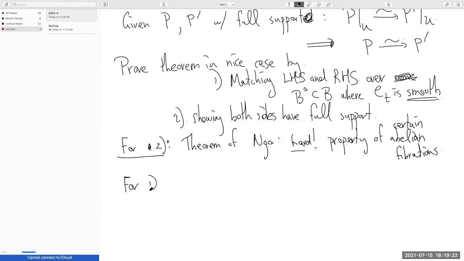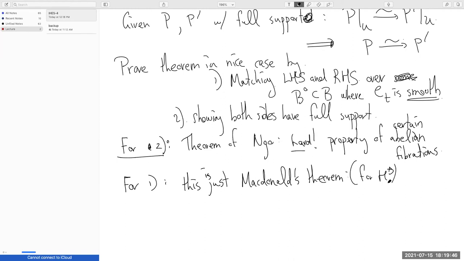What about the first part? Once you do that though, then you're reduced to a question about smooth curves. And this is basically just the cohomological version of Macdonald's theorem again. Now these Hilbert schemes are just symmetric powers of a smooth curve.